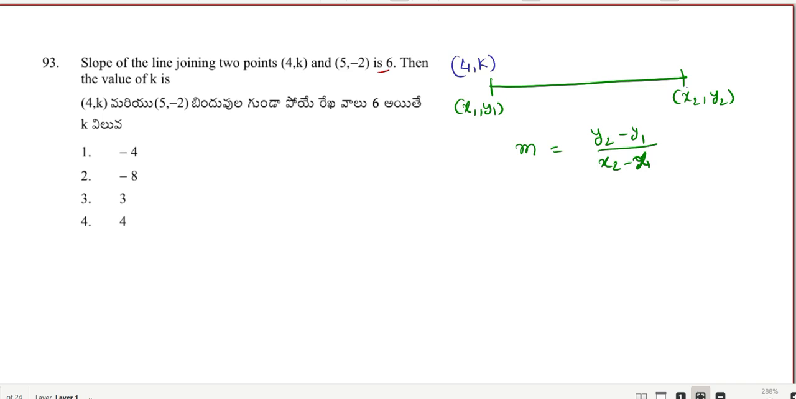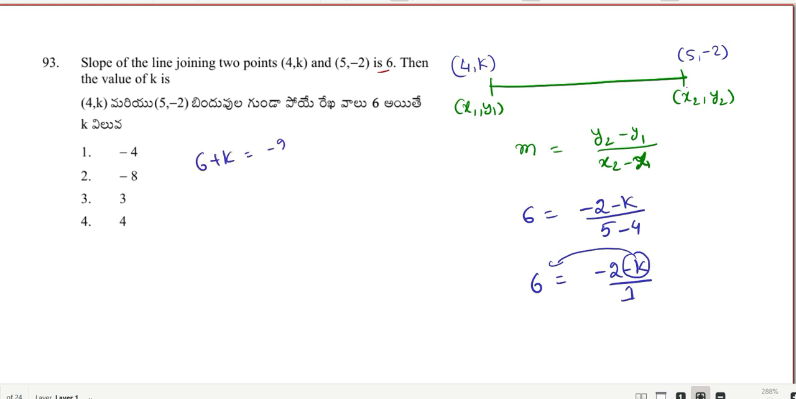Here, in the given points, the first point is (4, k) as (x1, y1), the second point (5, minus 2) as (x2, y2), and the slope is given as 6. If I substitute, y2 is minus 2 minus k by x2 is 5 minus 4. From this, 6 is equal to (minus 2 minus k) by 1. To find the value of k, I'm going to transpose this negative k to the other side of the equation. So 6 plus k is equal to minus 2. Transposing the 6 to the other side, it becomes negative. So k is equal to minus 2 minus 6. So k is equal to minus 8. So the second option is the correct one for this question.